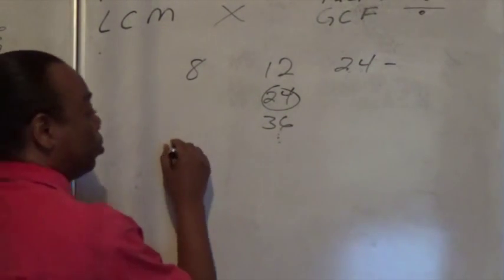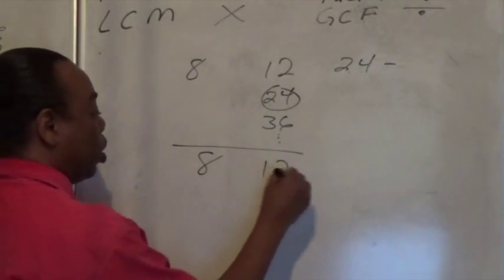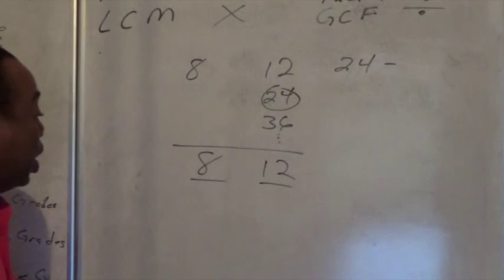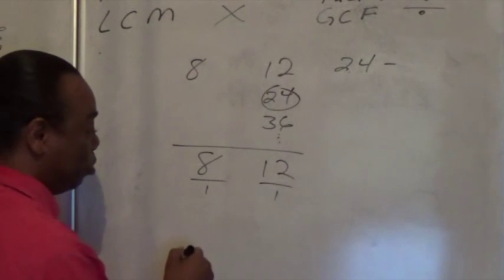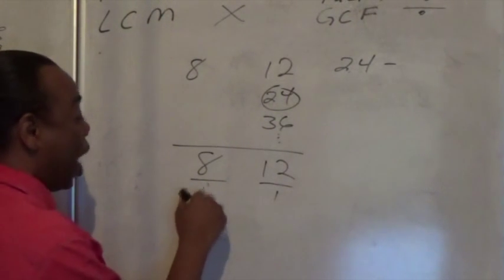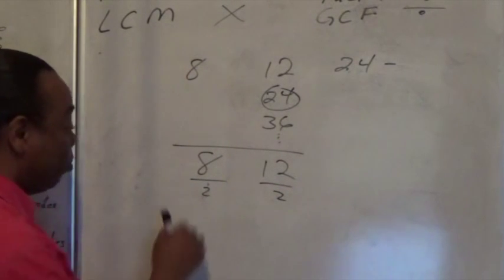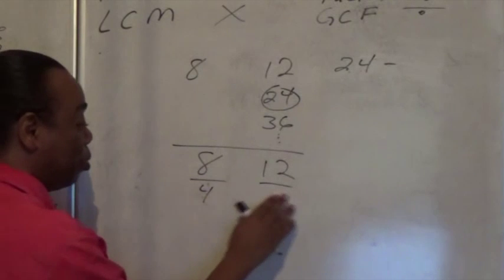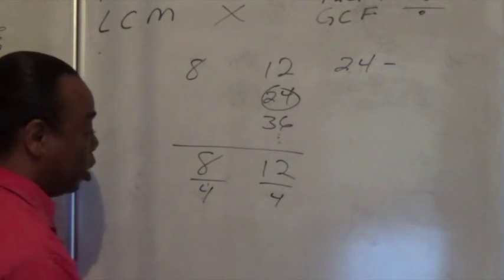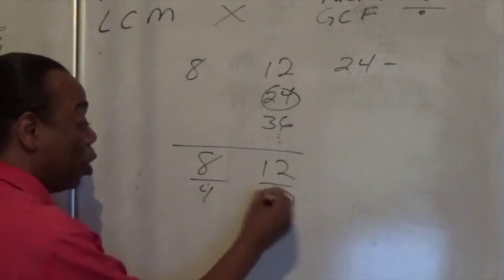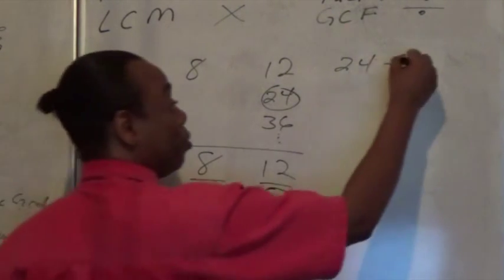Okay, next, we have 8 and 12, and we want to use division now to find the GCF. I can divide them both by 1. I need a greater number than that. I can also divide them both by 2. Is there a greater number? I can divide them both by 4, and that's about as high as I can go. So 4 is going to be the GCF.